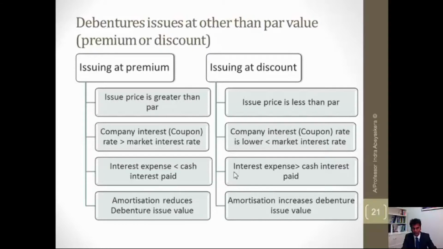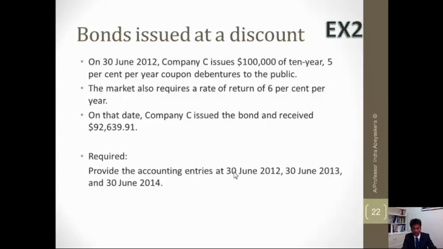Let's look at a scenario where the bond is issued at a discount. Bond interest rate is 5% and the market interest rate is above that, 6%. Because the bond is issued at a lower interest rate, although the settlement value is 100,000, the company will receive less money, and in this instance it is 92,639.91.